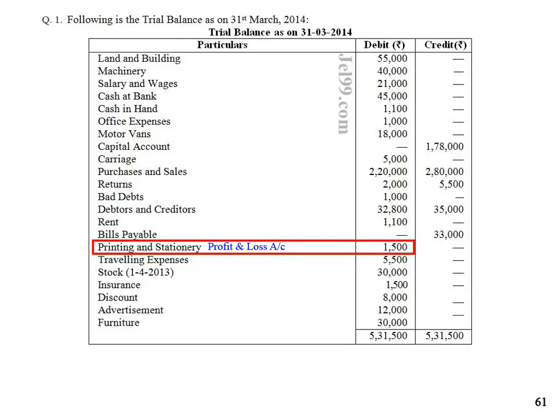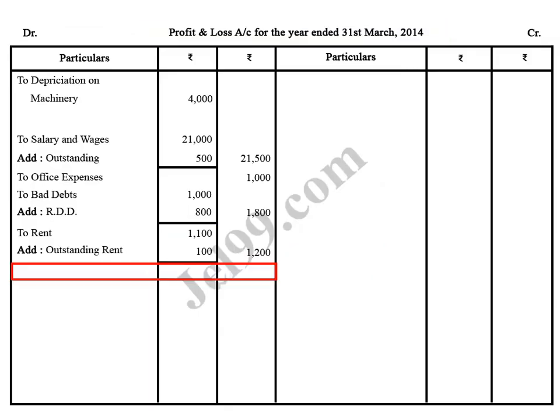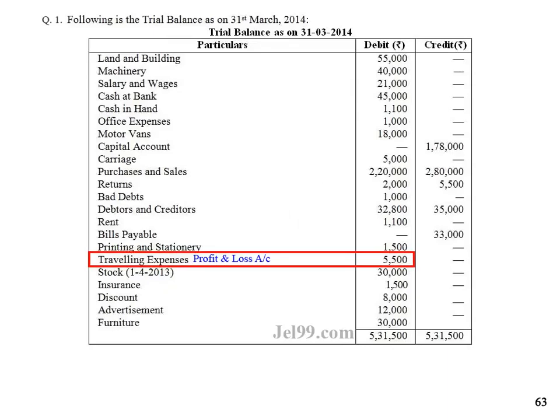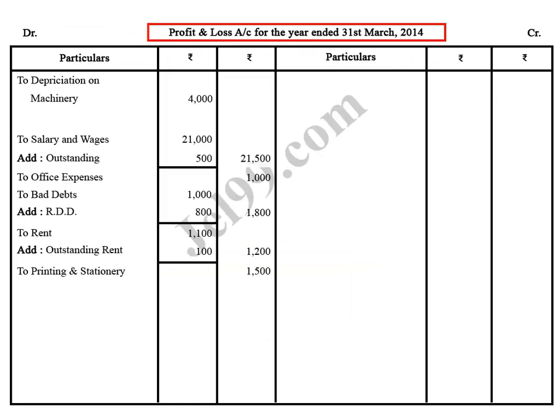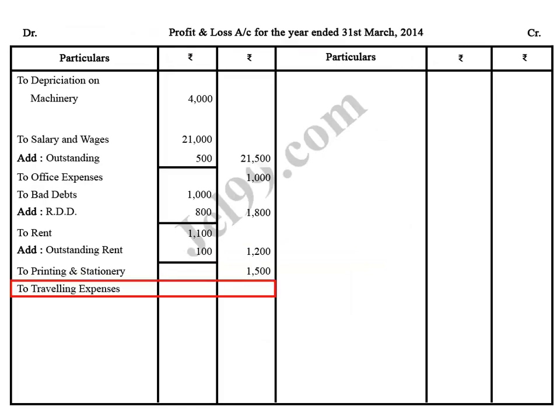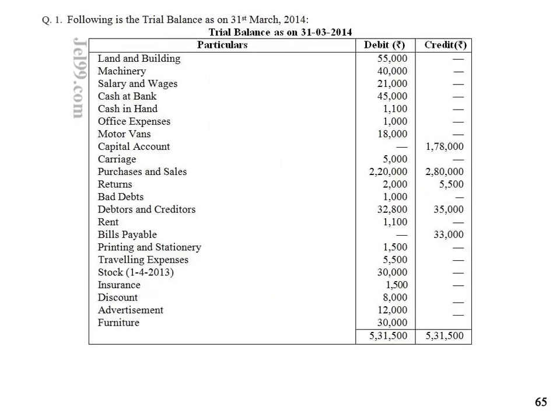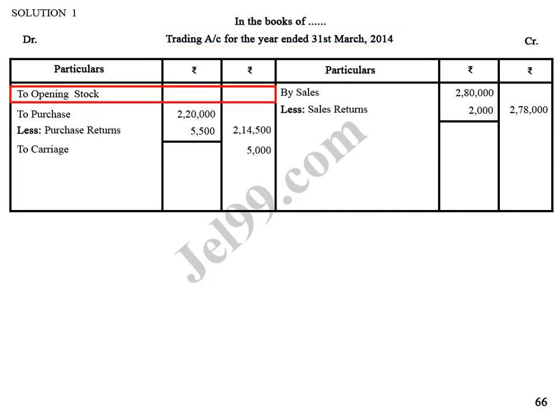1,500, it is shown in profit and loss account, debit side, to printing and stationery rupees 1,500. Next entry, traveling expenses of rupees 5,500, it is shown in profit and loss account, debit side, to traveling expenses rupees 5,500. Next, stock on 1st April 2006, opening stock of rupees 30,000, it is shown in trading account, debit side, to opening stock rupees 30,000.